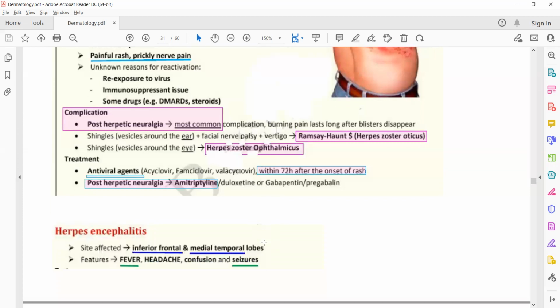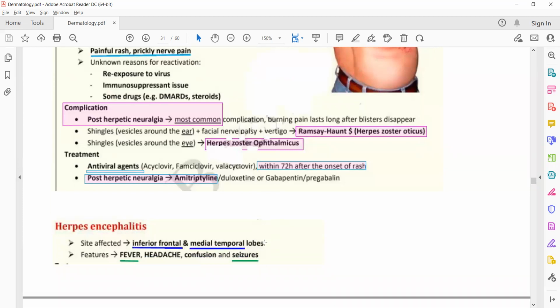Remember them as well. The treatment is antiviral agents such as acyclovir, famciclovir, valacyclovir if the patient presents to you within 72 hours after the onset of rash.